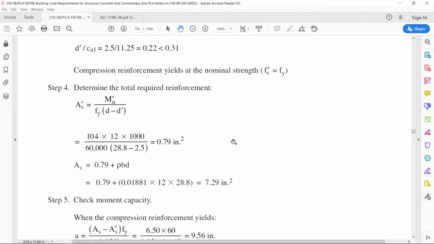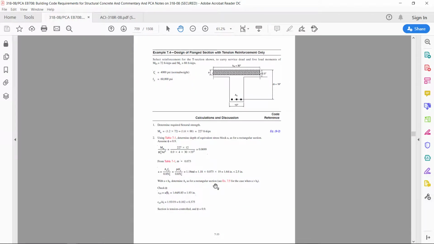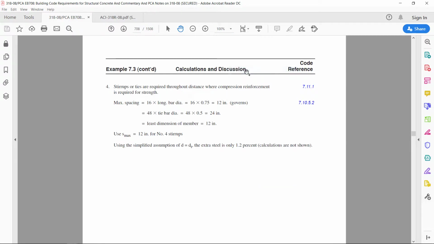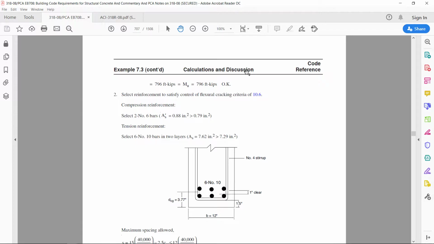Area of steel at the bottom bar comes out to be 7.29 square inch, and area of steel at the top is 0.88 square inch, which is more than the required one, that is 0.79 square inch.